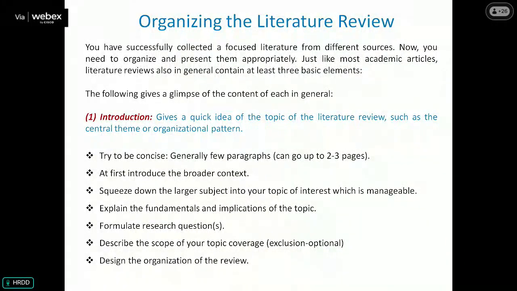So we have separate folders, each with 20 articles, and there are about 5 or 7 folders, 100 to 140 articles. Now you sit down and collect it. So how will you do it? Go ahead. Now you need to organize and present them appropriately. So that presentation skill is very important, right?